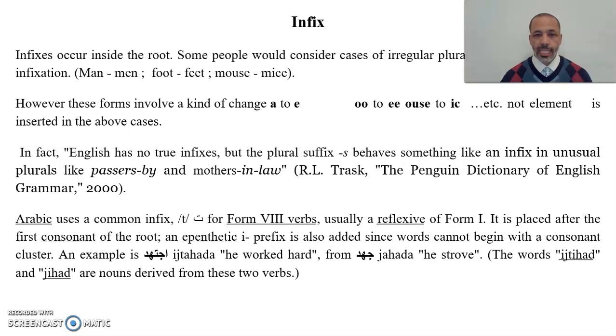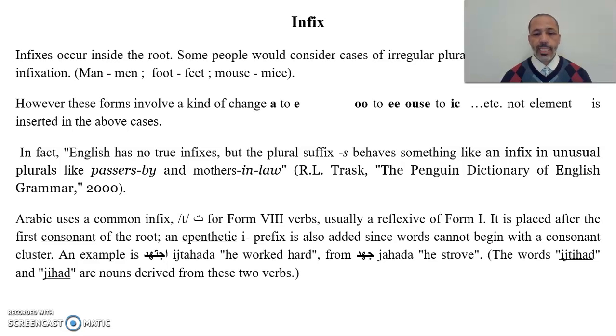Though some people would say that this is not a good example of infixation. It is just a kind of morphological change which occurs in the middle of the word, because a becomes e in man, double o becomes double e in foot, and ou in mouse becomes i in its plural form, mice, and so on. But you can find both views in literature. Some people would say that these are cases of infixation. Some other people would say these are just cases of morphological change.